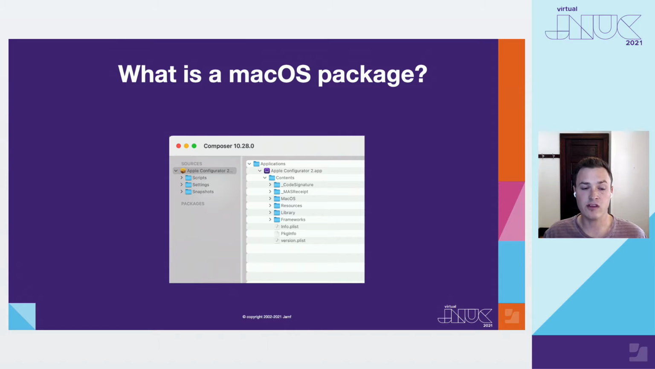The screenshot in front of us displays Jamf Composer in the process of building an Apple Configurator 2 package. This package was built by dragging and dropping an already installed Apple Configurator 2 app from the Applications folder into Composer. Note how Composer reflects the directory structure of Apple Configurator to match where it was dragged and dropped from. The directory structure of the package is critical as it ensures the package contents install in the correct location on a Mac.